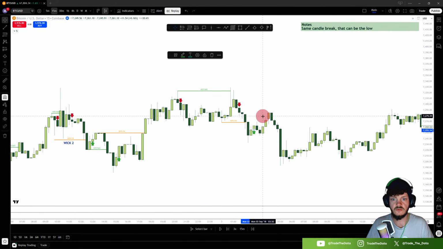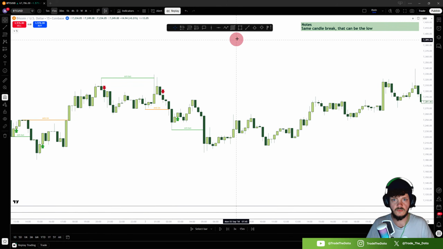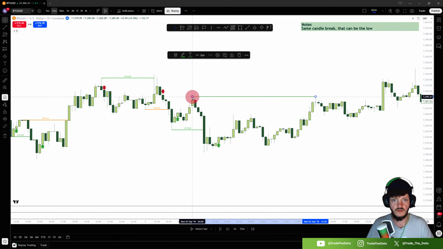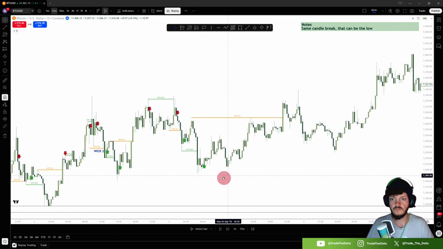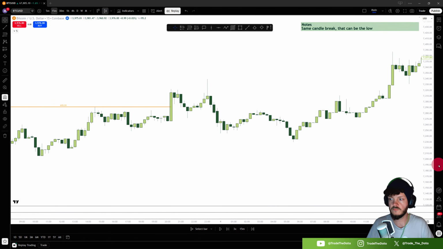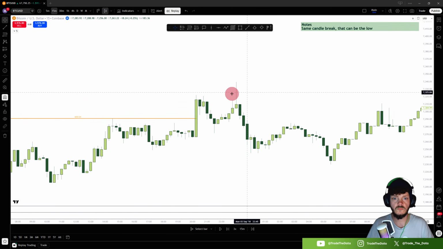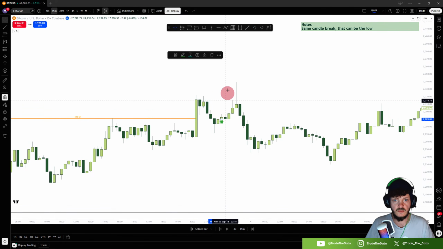2 up candles, highs here, lows there. Two ups, that's the high, that's the low. It hits the high before the low. Are there any wicks involved? Absolutely. 1. Comes up to there, lows here, highs there.